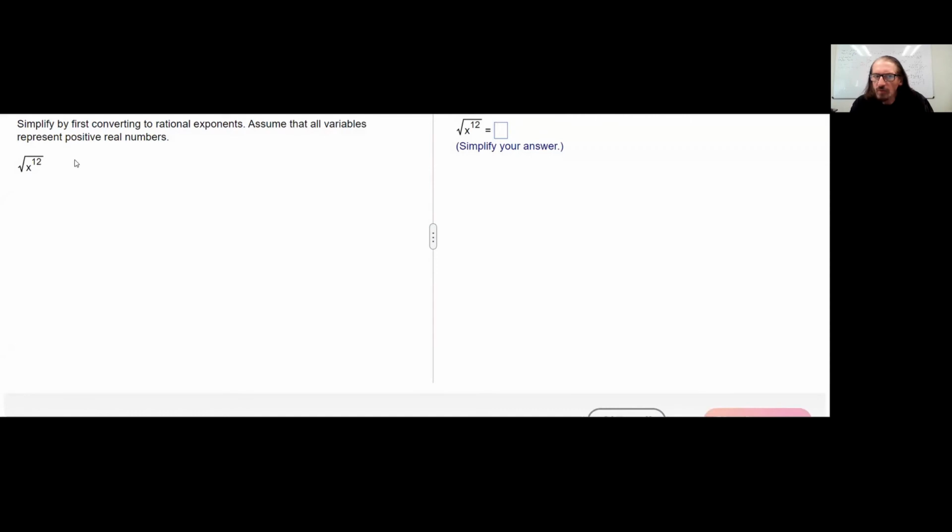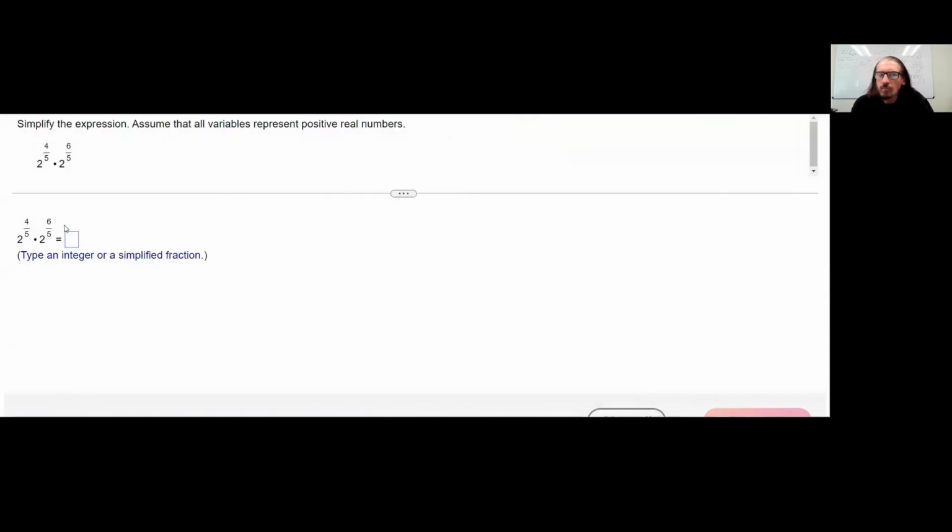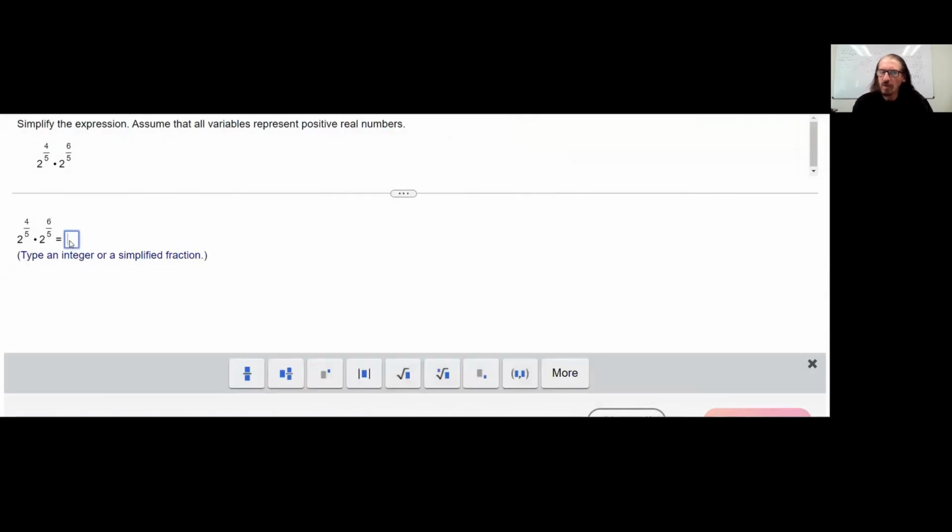Okay, we've got the square root of x to the 12th. Remember, although the index is not written, the index of a square root is 2, and so that's x to the 6th. And they tell us to assume that all variables represent positive real numbers, even if they hadn't told us that, because the power after we reduced is even, this would come out positive anyway. Here we're to multiply two things with the same base. So we add the exponents. Luckily, they have the same denominator. So 4/5 plus 6/5. That's going to be 2 to the 10/5. That reduces, so 2 squared, and that's going to equal 4.